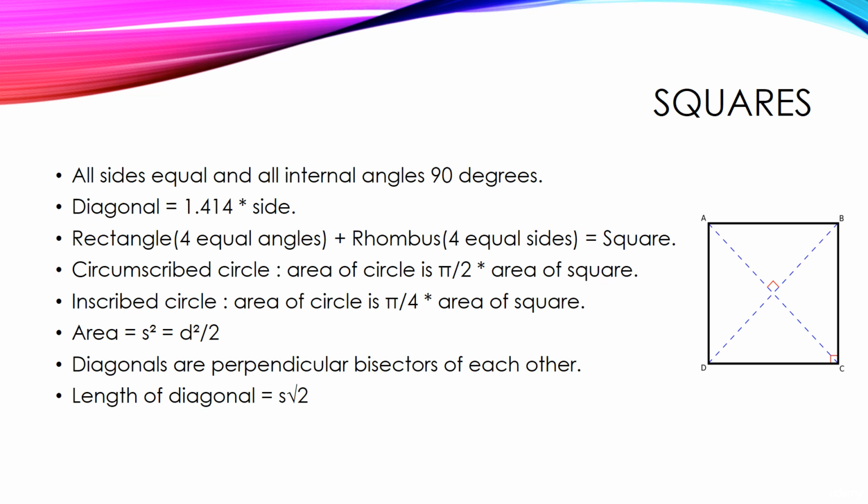A square can be thought of as a special case of other quadrilaterals. For example, a rectangle but with adjacent sides equal, a parallelogram but with adjacent sides equal and angles all 90 degrees, a rhombus but with angles all 90 degrees.